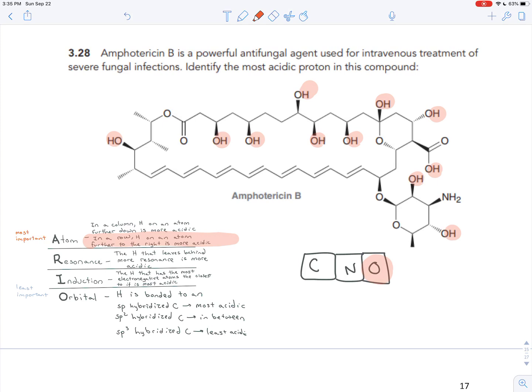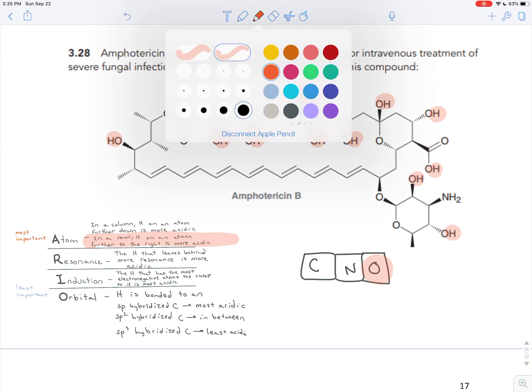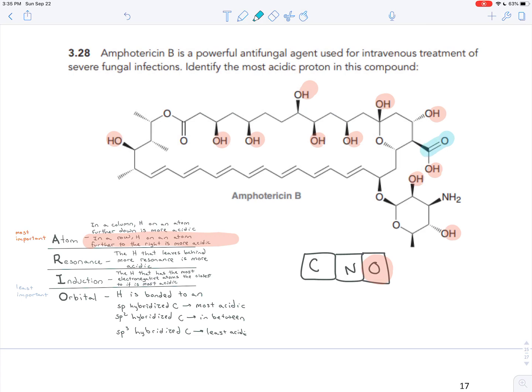Well, that narrows it down a lot, but there are a lot of orange dots there, so it doesn't narrow it down too much. And so the next thing we want to look at is resonance. Well, you have resonance when a hydrogen leaves behind an allylic lone pair, or a lone pair next to a positive charge. There's no positive charge in this molecule, so we're going to look for an allylic lone pair. In other words, we want to look for a double bond close to one of these hydrogens. And we have that right here. Let me do that in a different color. We have it right there.